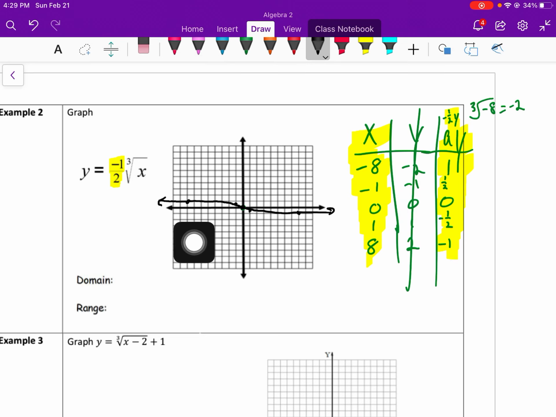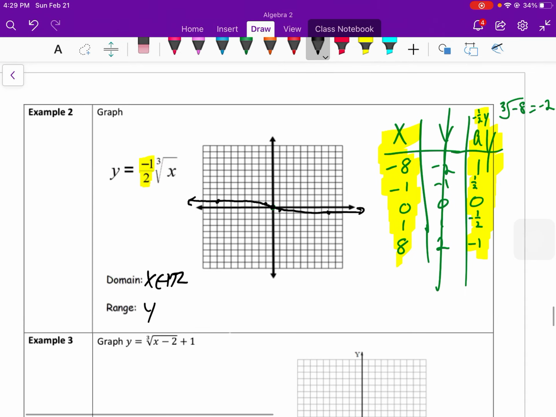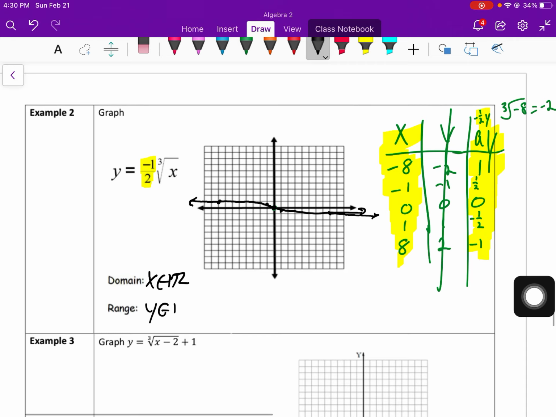The domain still will be all real values for x. So we can label it as such. X is an element of all real numbers. And y, although it looks like it won't reach all our values for y, it will. It really would probably branch off higher here, and it would vertically reach all real numbers as well.